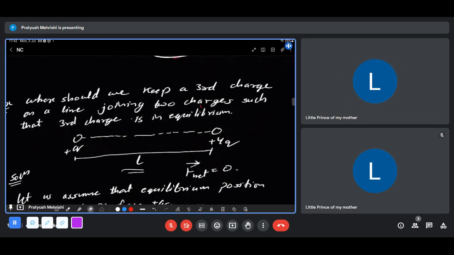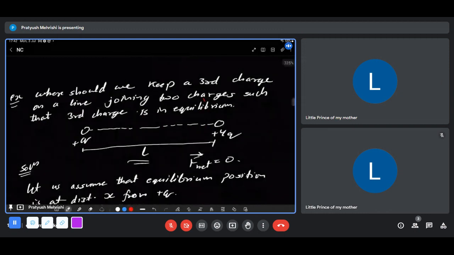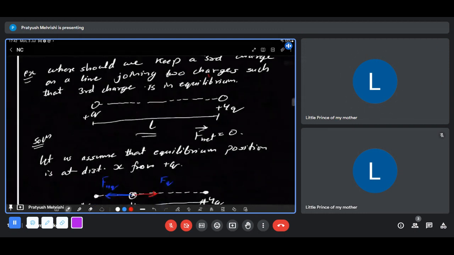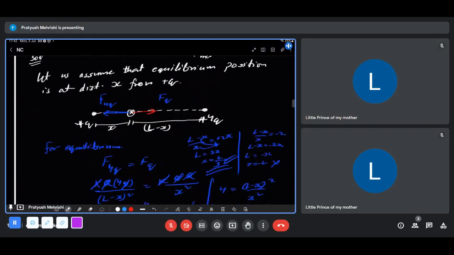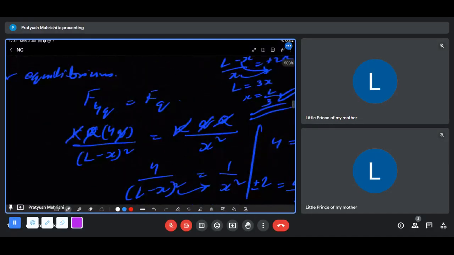See, first of all, again, at equilibrium position, net force must be zero. So we will assume a point in between. Let us say that distance is x. The remaining distance will be L minus x, is it not? For equilibrium, the two forces must cancel each other. The force of 4q must cancel the force of q. Both are positive, so both will be opposing in nature. So both of these two forces are equated with each other. K q1 q2 upon r square. So K q 4q upon L minus x square equals K small q upon x square.